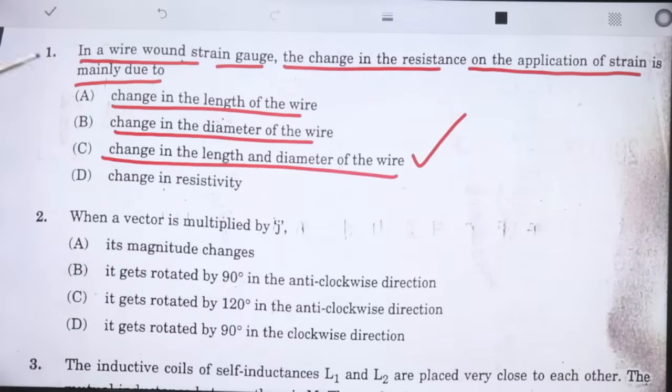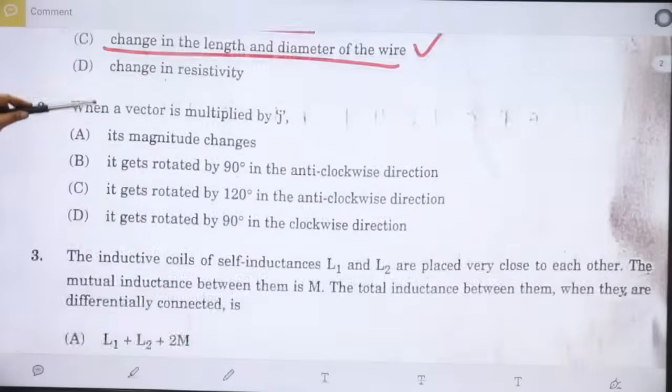Is it or not? Coming to the next question.